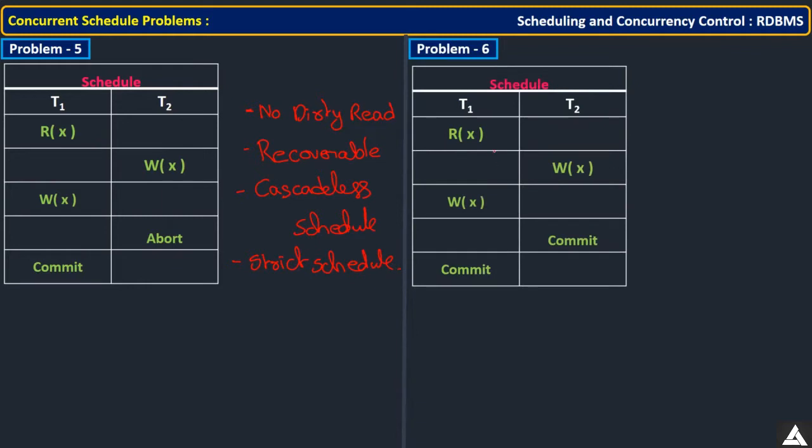Now let us take the next one. You can see all operations are the same, the only change is the commit operation. Here you can see no dirty read, and it is also recoverable. This is also a cascadeless schedule. This is not making any change. There is no cascading required. And of course, this is a strict schedule. You are not reading any uncommitted data.